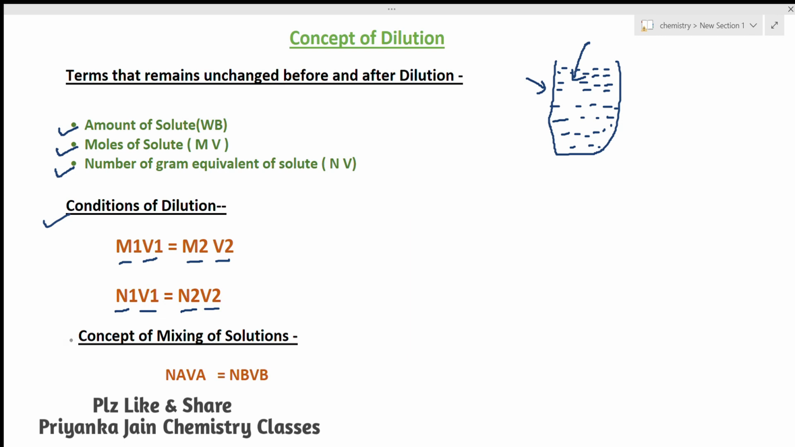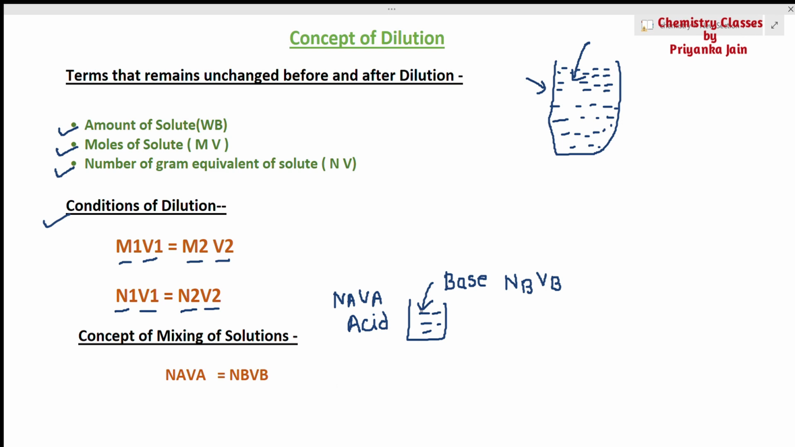Okay, now the next term is the concept of mixing of solutions. If we are mixing two solutions, as we have seen in the case of acids and bases, we take one acid in a beaker and add a base to it. This happens in the neutralization process. The acid has normality Na and volume Va, and now we are adding a base that has normality Nb and volume Vb. After the complete neutralization, NaVa will be equal to NbVb. It means the number of millimoles of the acid will be equal to the number of millimoles of the base.